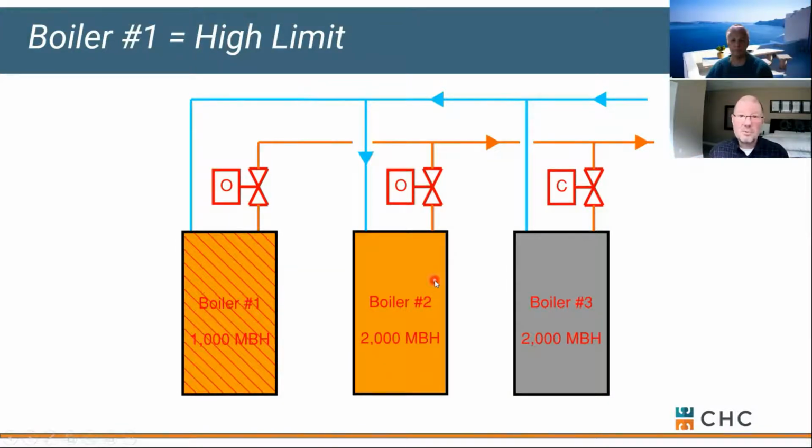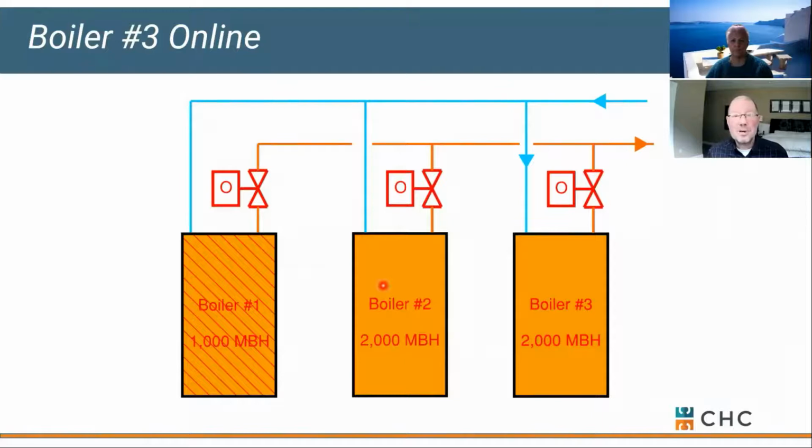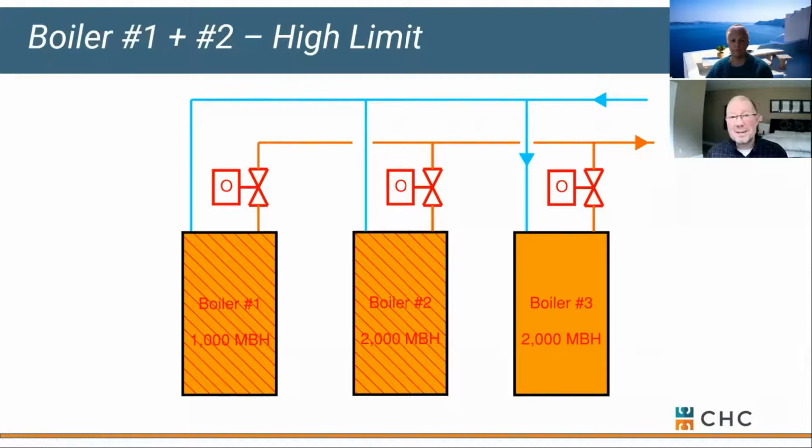Boiler 2's over here charging away going, hey, what happened to my buddy? He was helping me add heat. Now I'm on my own. So it's charging away. It's carrying the load. And guess what? If it can't keep up, you open boiler number 3. Okay, path of least resistance, all system water goes through boiler 3, heads out to the system. Boiler 2 is now off on a high limit.